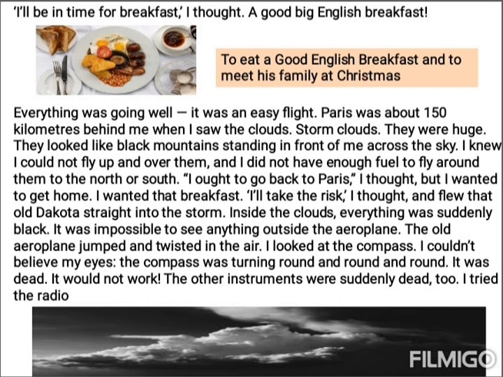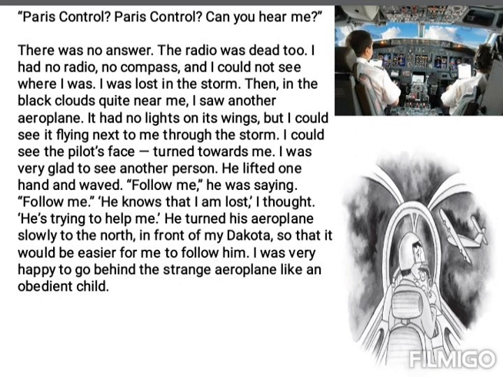Children, in this passage, he was very happy that he is flying back to his home in England, in London, to meet his family for Christmas. And secondly, he was so happy that he's going to have his big, good English breakfast. And as he crossed about 150 kilometers from Paris, what happened? He saw a dark cloud like huge mountains, black mountains. But still he thought, I will take the risk. So he went into the black clouds. As soon as he reached there, he couldn't see anything. His Dakota was jumping. He lost control of his plane, and all the instruments, the compass, the map, the radio, everything was dead. It was not working and he couldn't connect to the tower.